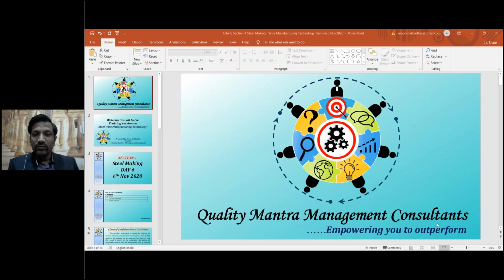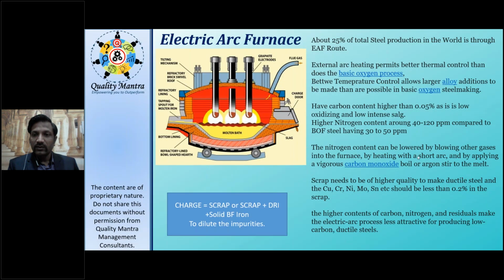Number 2, when the electric arc process is going on here, so if temperature control is better, what will happen? It can allow you to do larger additions of the alloy compared to the basic oxygen furnace. So here you can add alloying element at this stage itself. Many times we will, as we go further, I will tell you then.